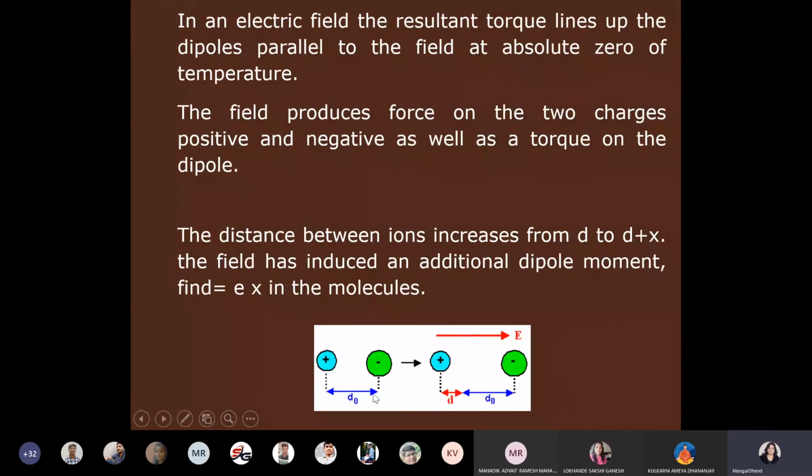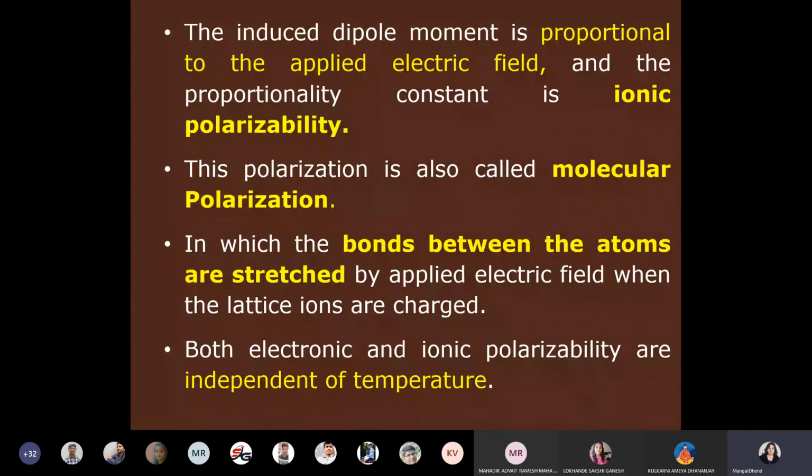And when you apply the field, so this is d plus d0. I just said x, but here it is d0. So you can see in an electric field, the resultant torque lines up the dipole moments parallel to the field at absolute zero temperature. So it is mentioned what is happening at temperature 0. Now here I am taking the example of x. So in the picture, because I could find the figure from the net, that distance was d0. Read this.